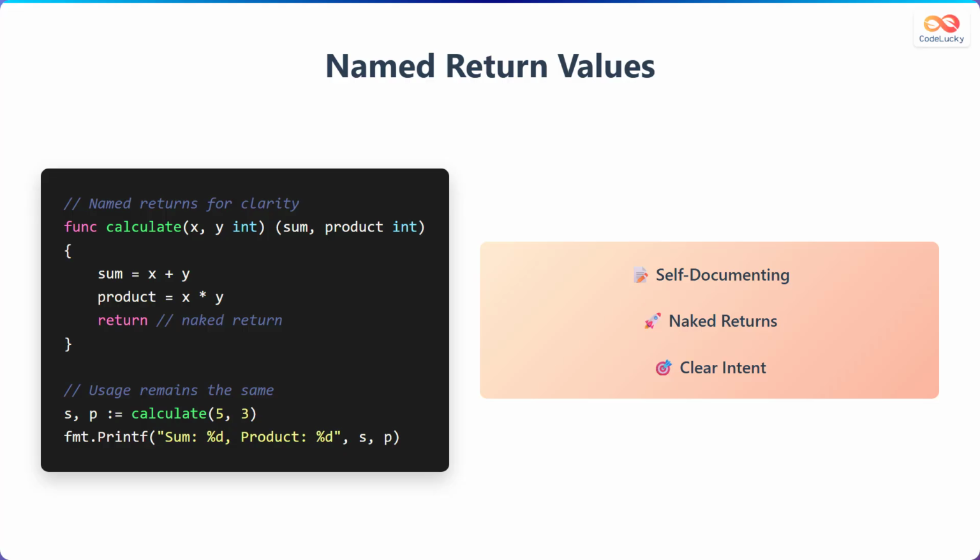For improved code readability, Go supports named return values. In the calculate function, sum and product are named as return values. This makes the function's intent clearer. Inside the function, you can directly assign to these named return values and then use a naked return statement, which implicitly returns the current values of sum and product.